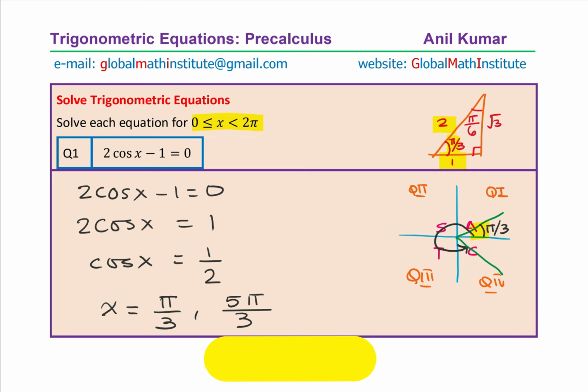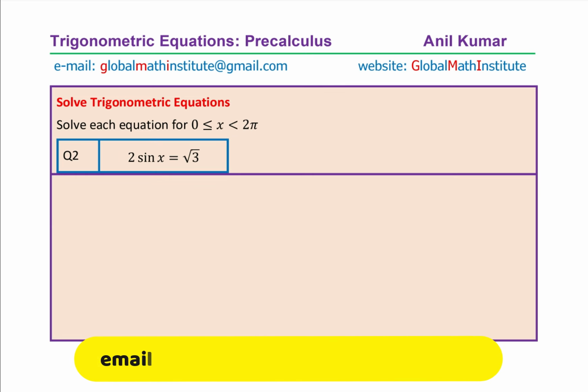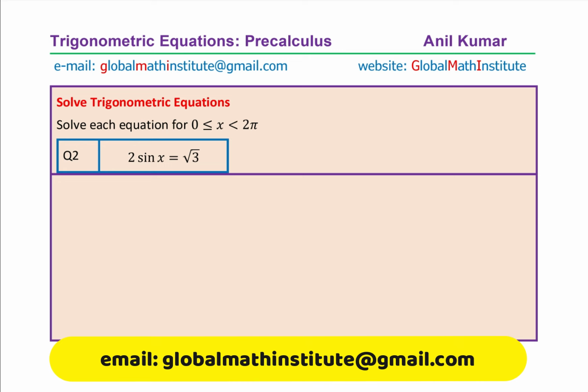Now let's look into the second question, which is 2 sin x equals square root 3. You can now pause the video and answer this question. Well, let's rewrite. We have 2 sin x equals square root 3. That really means that sin x is equal to square root 3 by 2.